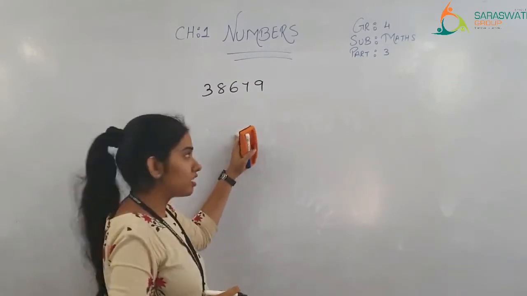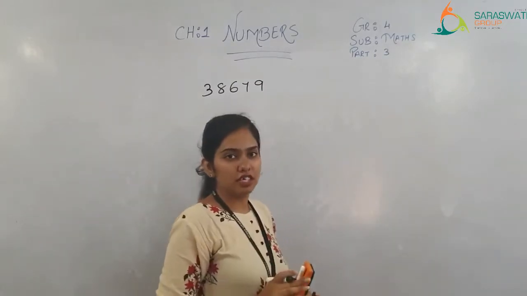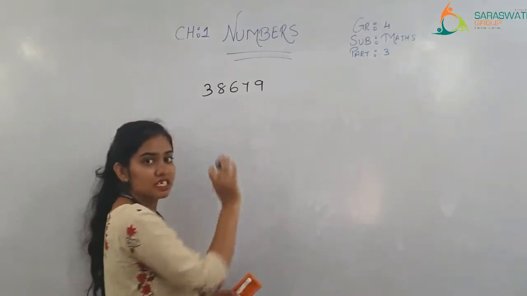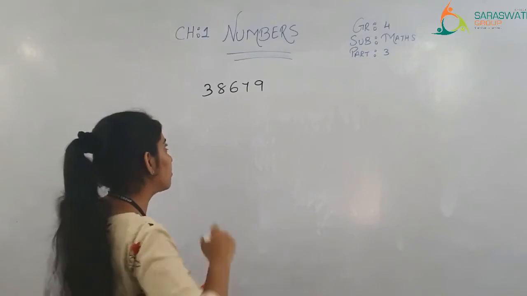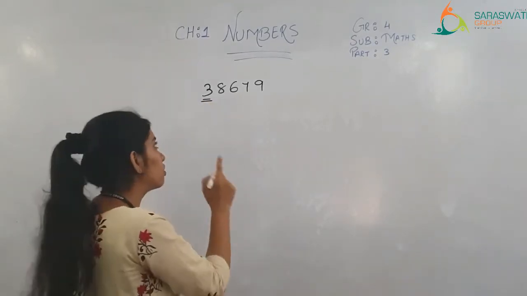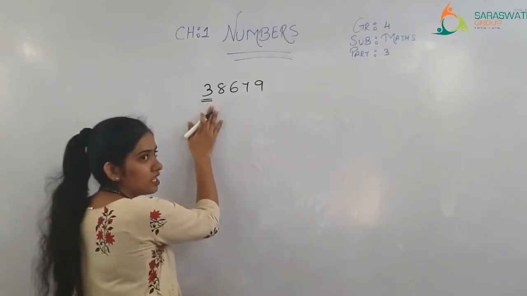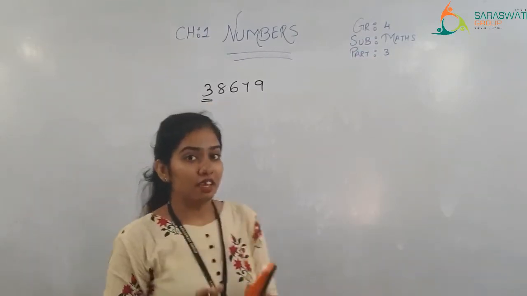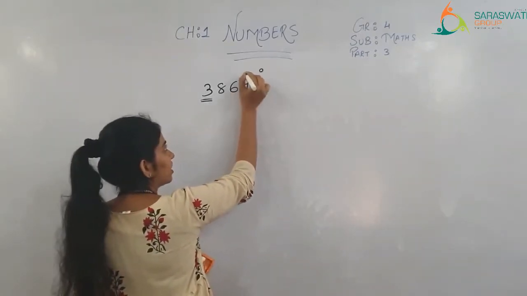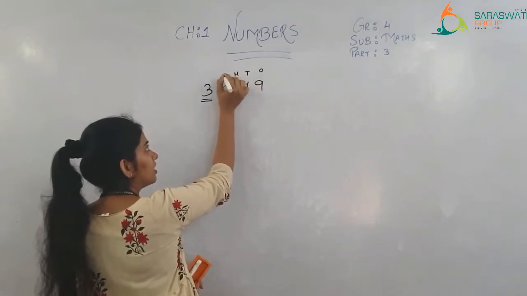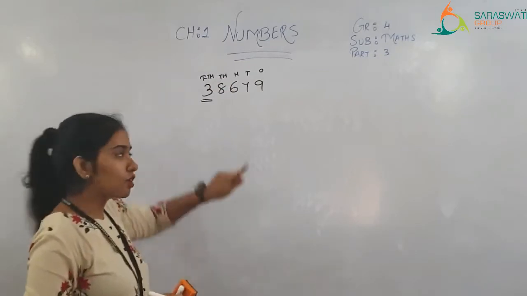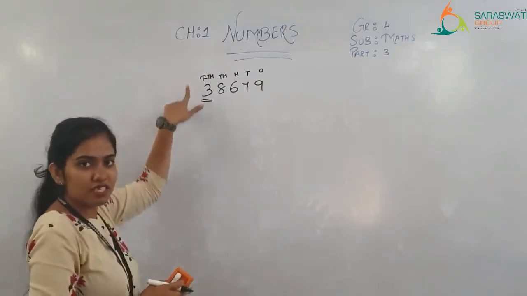Here is the digit, right? A 5-digit number I have written. So if I want to write the place value of these digits, how am I going to write that? We will start with 3 over here, right? So 3 is at which place? 3 is at the place of 10,000s, right? Over here you can write it in small letters: ones, tens, hundreds, thousands and 10,000. So you can see that 3 is at the 10,000th place.